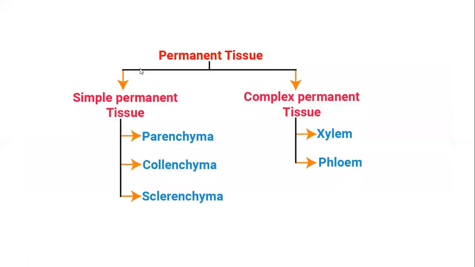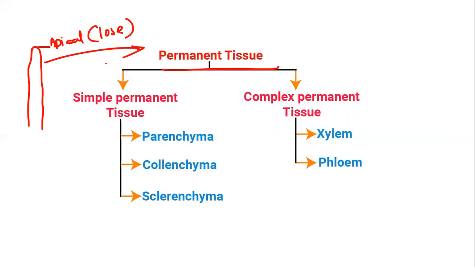Now we'll start with permanent tissue, that means once the meristematic tissues complete their work. Let's say a plant has grown. This apical meristem, which we already saw, has the ability to divide. Once the whole process is done, the apical meristem will lose the capability of growth, and by that time it will be converted into permanent tissue.